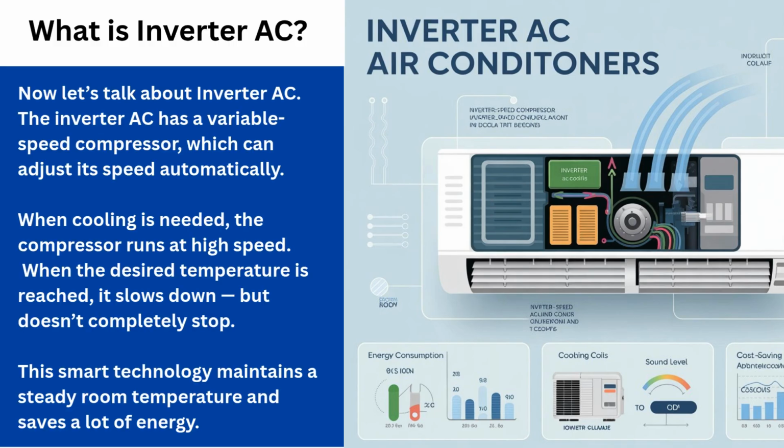What is inverter AC? Now let's talk about inverter AC. The inverter AC has a variable speed compressor, which can adjust its speed automatically. When cooling is needed, the compressor runs at high speed. When the desired temperature is reached, it slows down, but doesn't completely stop. This smart technology maintains a steady room temperature and saves a lot of energy.